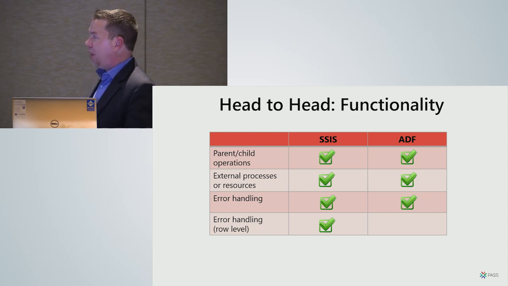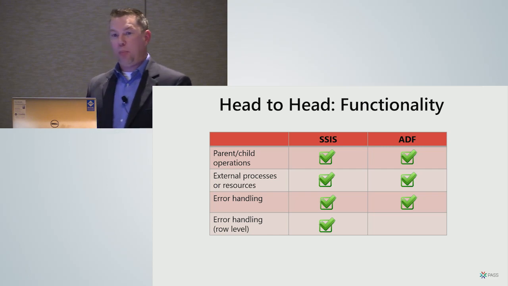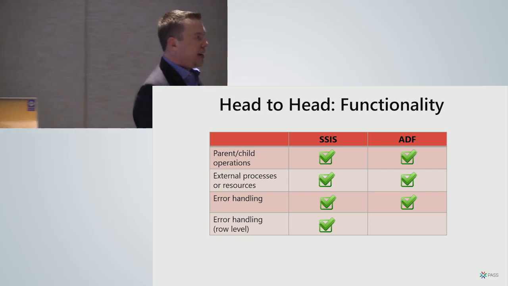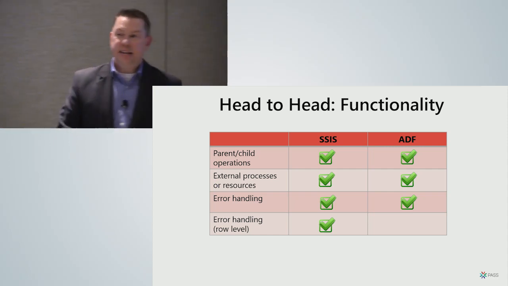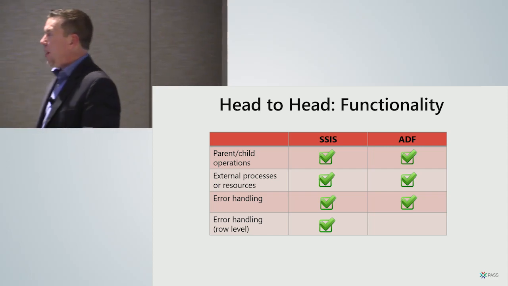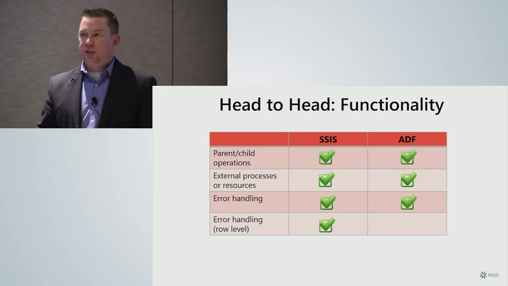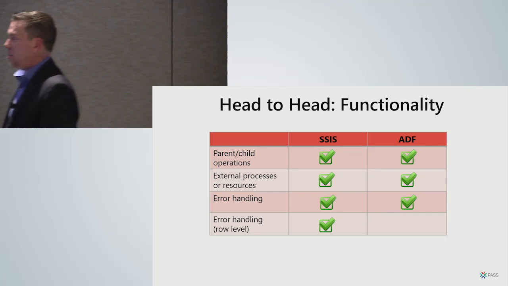And error handling at the row level, I mentioned a little bit earlier that it doesn't have quite the same robustness of taking whatever errors exist on either the source or the destination and writing those out to a triage table in ADF as it does in SSIS. That's a critical piece, and I expect that we'll see some evolution on that where it looks a little more like what SSIS has at some point.